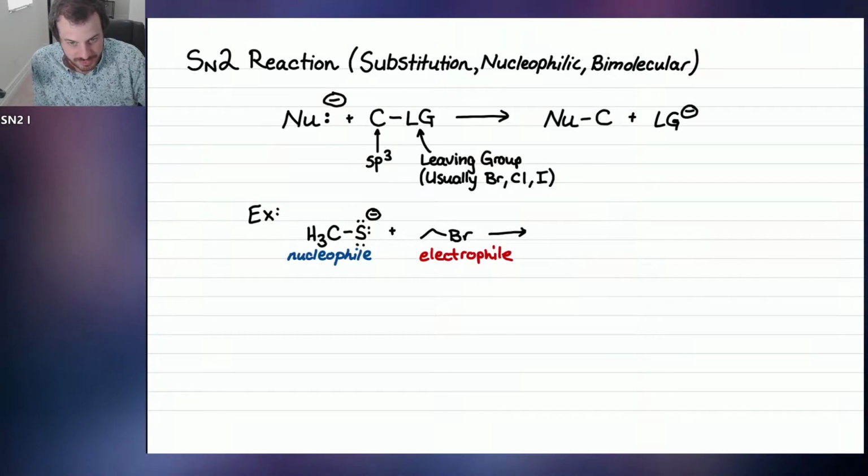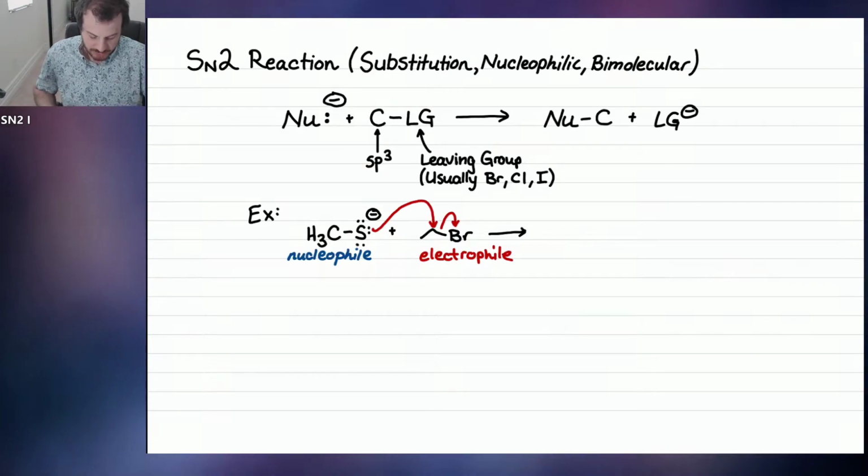The mechanism arrows for this reaction look very simple. The lone pair that are nucleophilic are going to attack the sp3 hybridized carbon. So there's always two arrows in an Sn2 reaction. The first arrow goes from the nucleophile lone pairs to the sp3 hybridized carbon. And then there's a second arrow that breaks the sigma bond between the carbon and the leaving group.